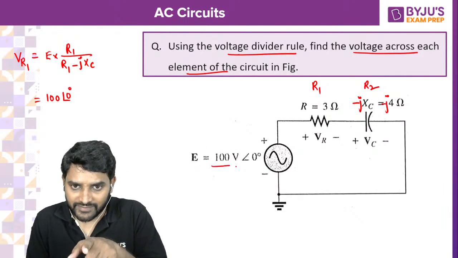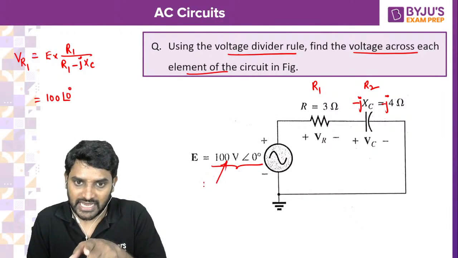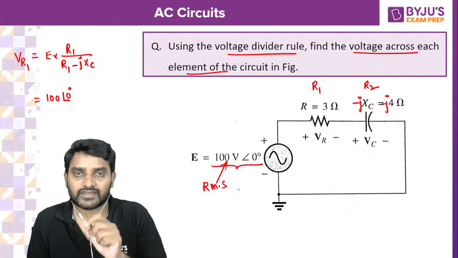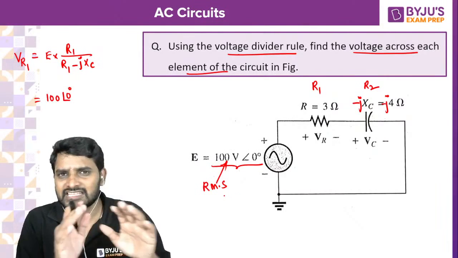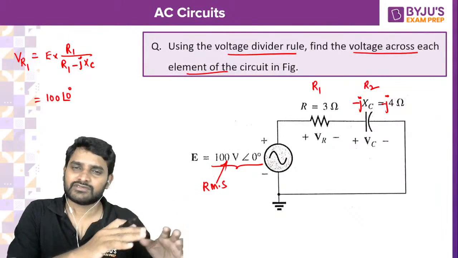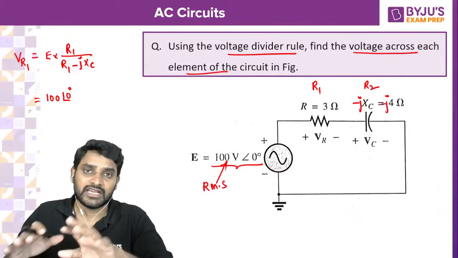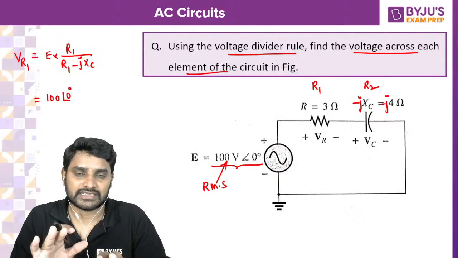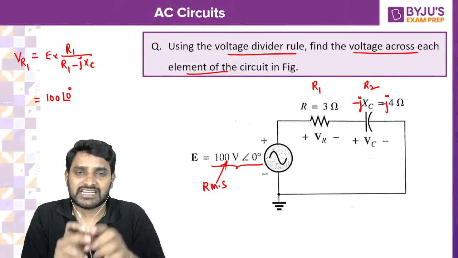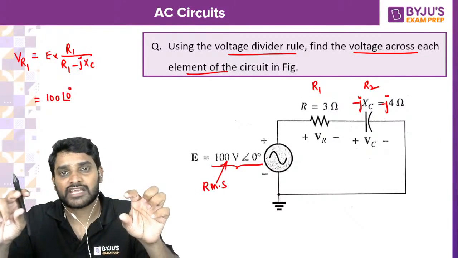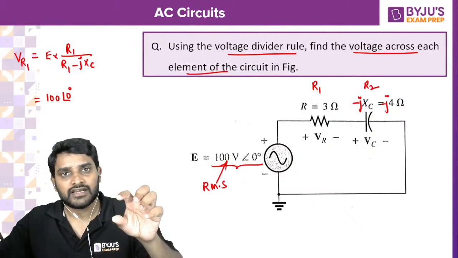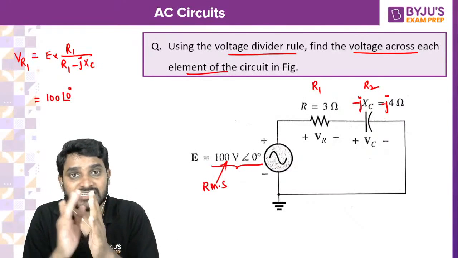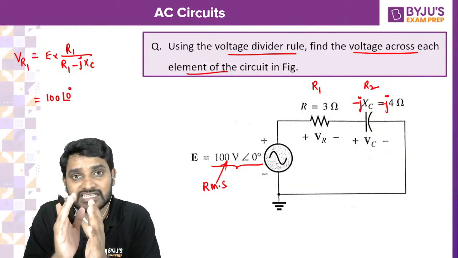Remember, if they have represented it like this, it is an RMS value. I said, especially in GATE. In some textbooks, they'll take it as the maximum value. In some textbooks, they'll take it as the RMS value. But whenever it comes to GATE, this is the RMS value, unless they give it as 100 sine omega t at an angle something. If the voltage is given in terms of instantaneous value, the 100 is going to be the maximum.